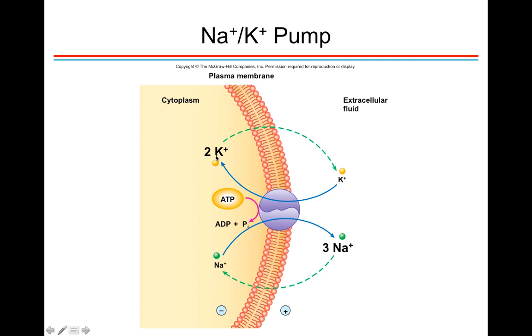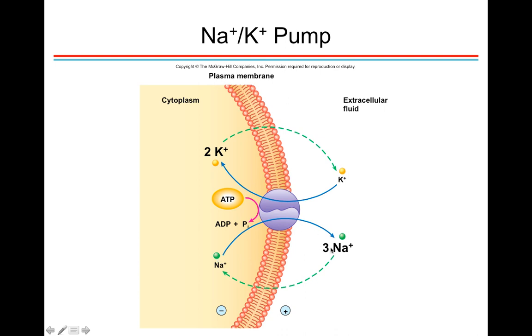And critically, both of these molecules are being transported against their concentration gradient. That means that there is more sodium outside the cell already than inside the cell, but yet we're still pumping more out. And there's more potassium on the inside of the cell than on the outside. However, we're still pumping that potassium in, because there's more potassium on the inside, less potassium on the outside. We're still pumping that into the cell, right?